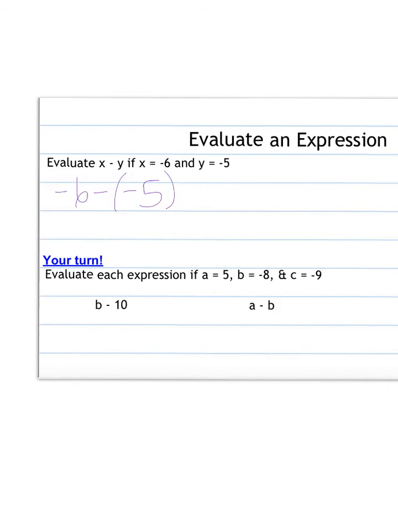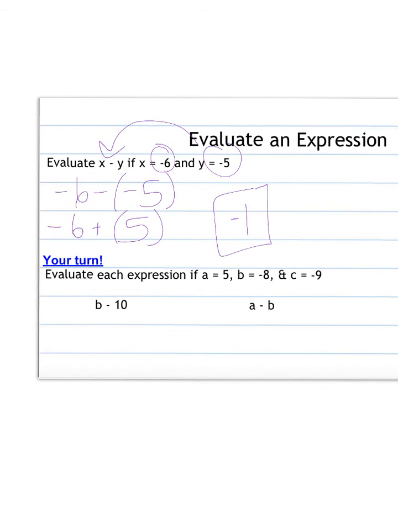Now we have a subtraction, so we're going to do the opposite. So negative 6, the opposite of subtraction is addition. Turn the negative 5 into a positive 5. Now we have negative 6 plus 5. We find the difference between them, which is 1. And we have more negatives, so our answer is negative. So all we're doing is plugging in our values into our expression and then solving.